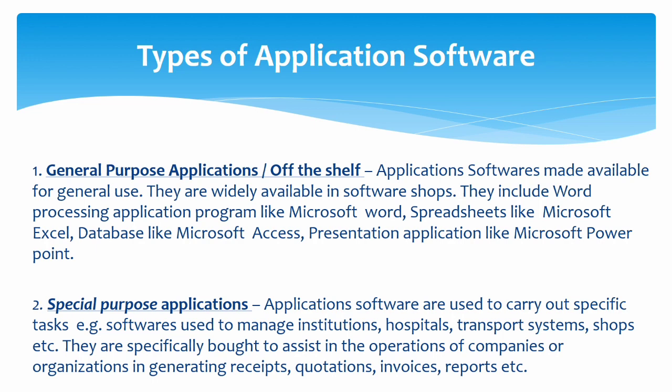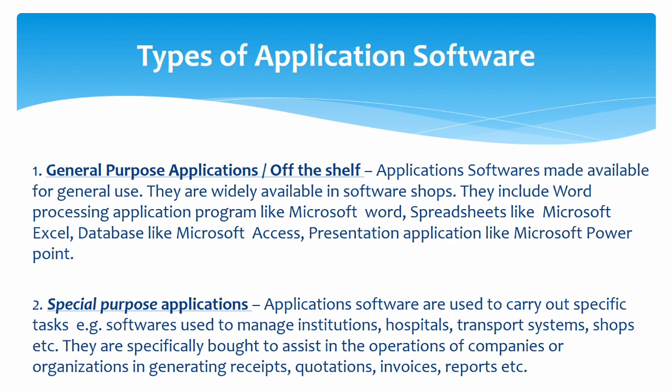Then we have number two, special purpose applications. These are softwares that are meant to perform specific tasks depending with the company. So they could be softwares that are for managing schools, softwares that are for managing hospitals, softwares that are for managing transport systems for companies, so that they can maybe generate quotations. These softwares generate invoices, they can calculate profit for you, can generate reports. A customer comes and a receipt is generated having the company logo, company mobile number, company details.